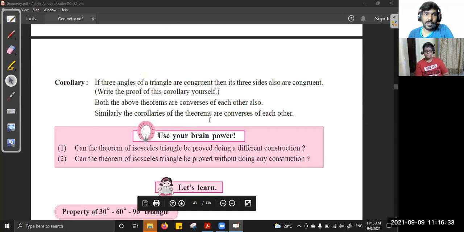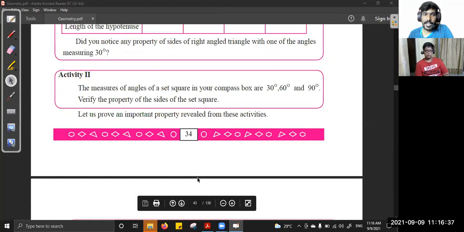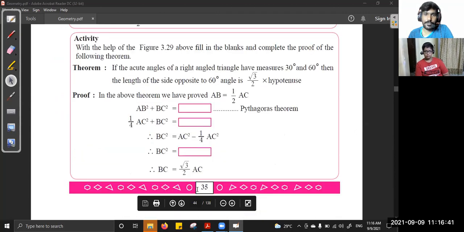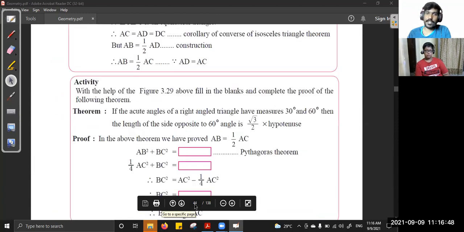And in the next class, we'll do these two theorems, two properties: 30, 60, 90, and 45, 45, 90. These two properties we'll do in the next class.